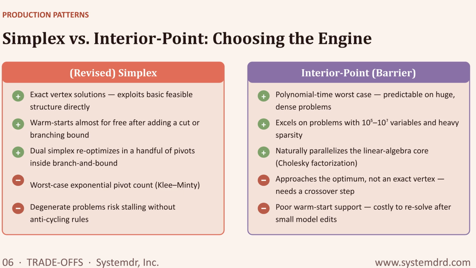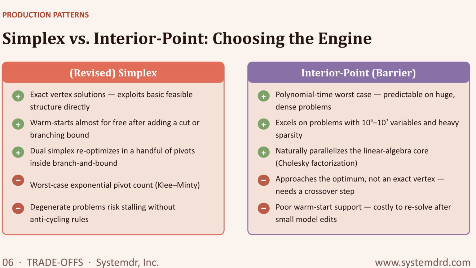On the right, interior point, or barrier methods. They carry a polynomial time worst-case bound, which makes them predictable on huge, dense problems. Think 10 to the 5th up to 10 to the 7th variables. And their core linear algebra, Cholesky factorization, parallelizes beautifully. But they approach the optimum asymptotically rather than landing exactly on a vertex, which means you often need a crossover step, and they don't warm start cheaply after a small model edit.